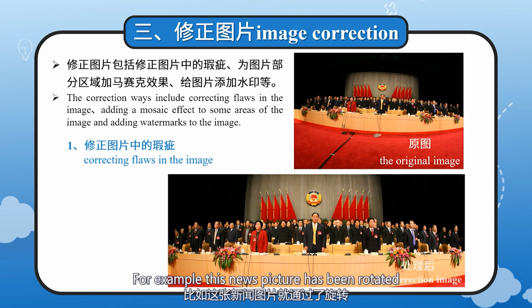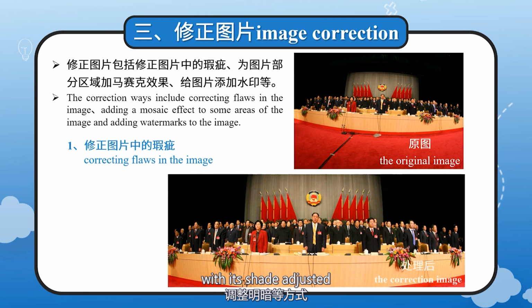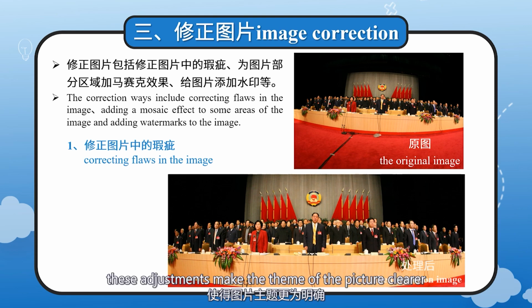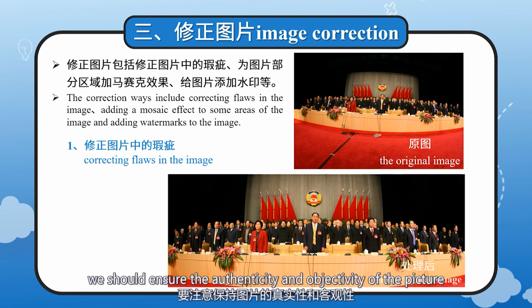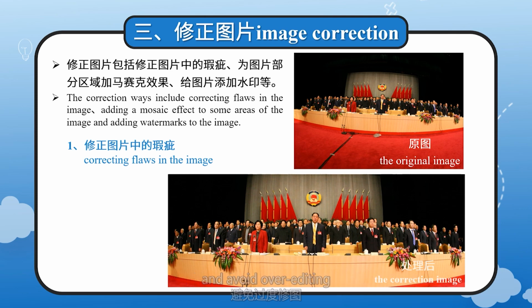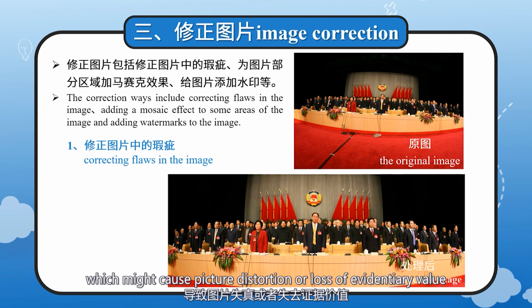For example, this news picture has been rotated, cropped, with its shade adjusted. These adjustments make the theme of the picture clearer and make it look more attractive. But when we correct the flaws, we should ensure the authenticity and objectivity of the picture and avoid over-editing, which might cause picture distortion or loss of evidentiary value.